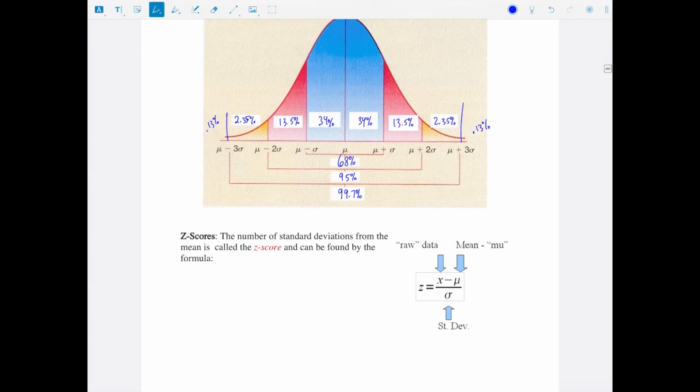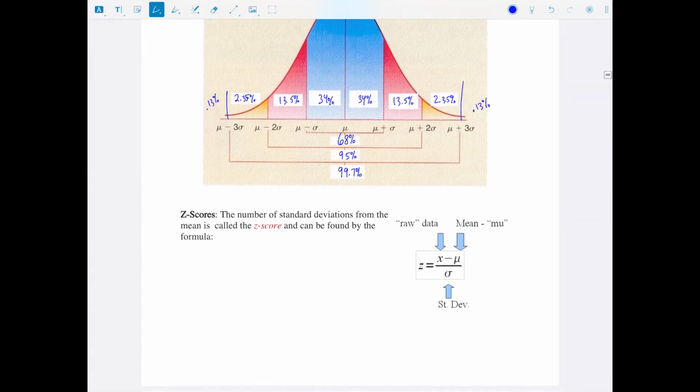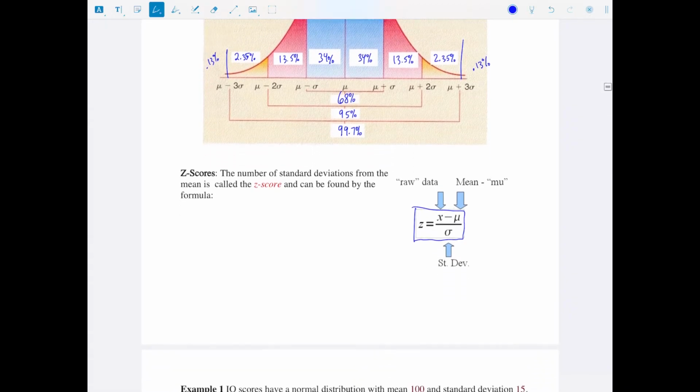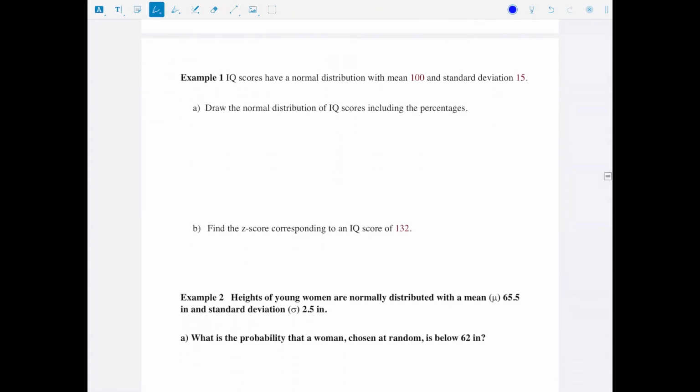Z-score, the number of standard deviations from the mean, is called the Z-score and can be found by this formula on the right here. So Z is equal to X minus mu over the standard deviation. And X here is the raw data. Mu is the mean, and the bottom symbol there is the standard deviation. Okay, let's try some problems.